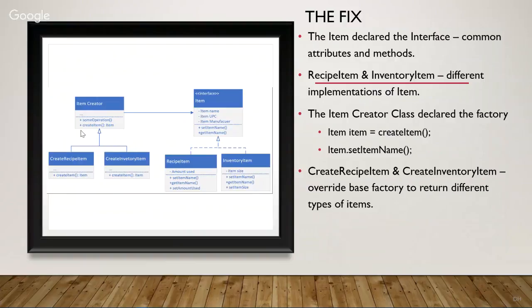And then on the other side, on the left side, we create an item creator class. This becomes our factory, and it uses the item interface. But then we create subclasses to the factory, and within those subclasses, we can override the base factory methods to return different types of items. And anytime we need to add a new item, we can simply create a new subclass.